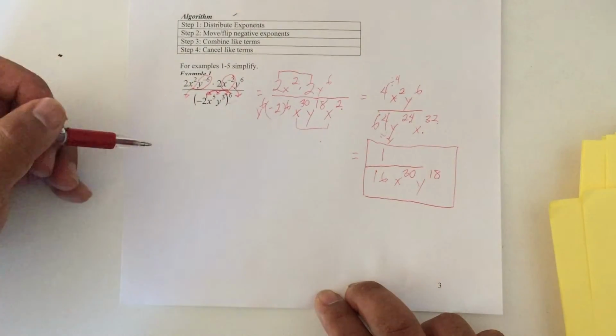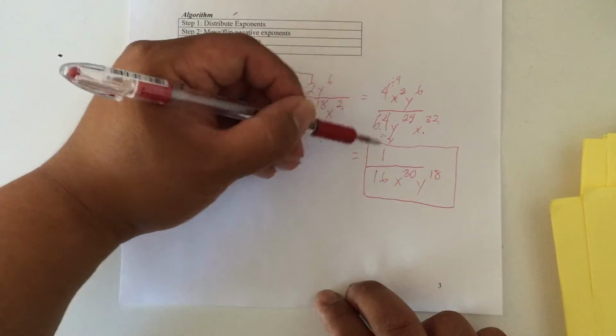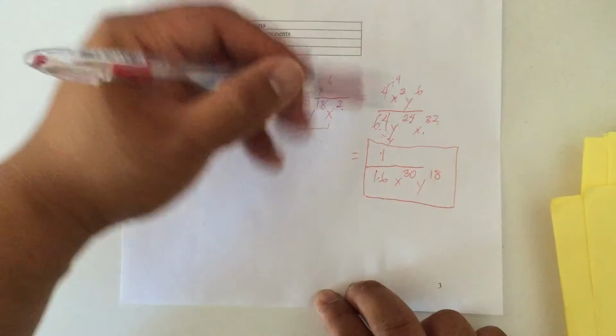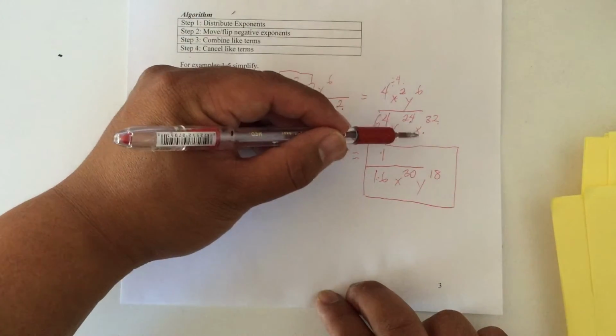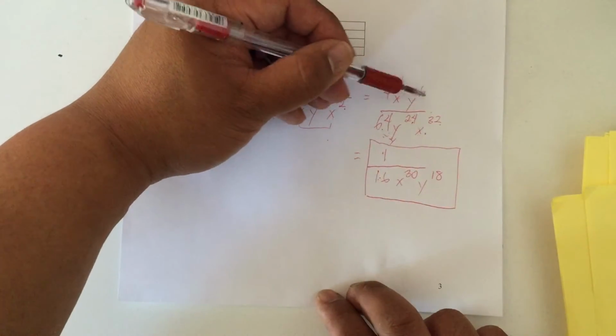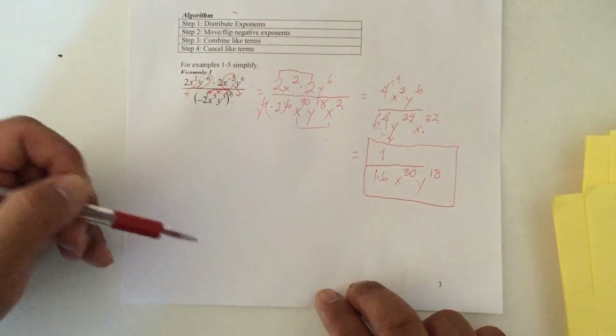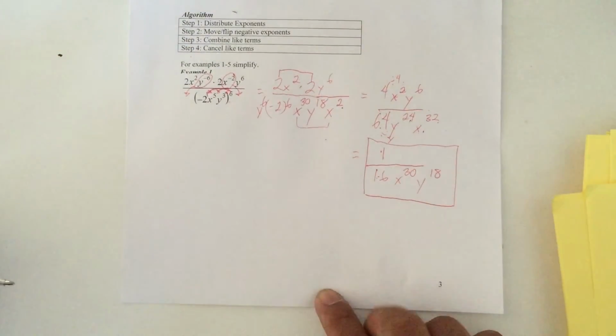And that's step 3. Step 4 says cancel. 4 over 64 made 1 over 16. The 2 x's on the top cancel 2 x's on the bottom, so there are 30 x's left on the bottom. The 6 y's on the top cancel 6 y's on the bottom, so out of 24 there are 18 left on the bottom. Nothing else to cancel, and that is your answer.